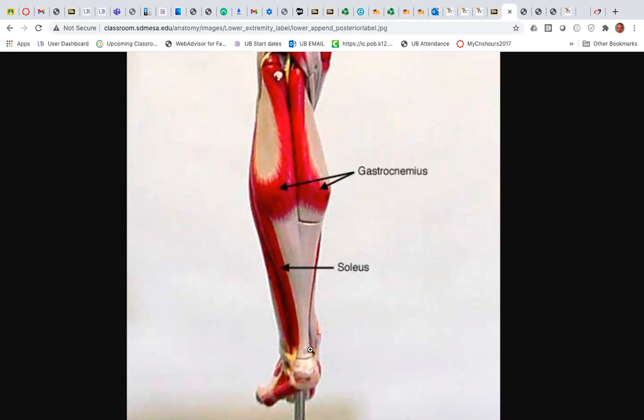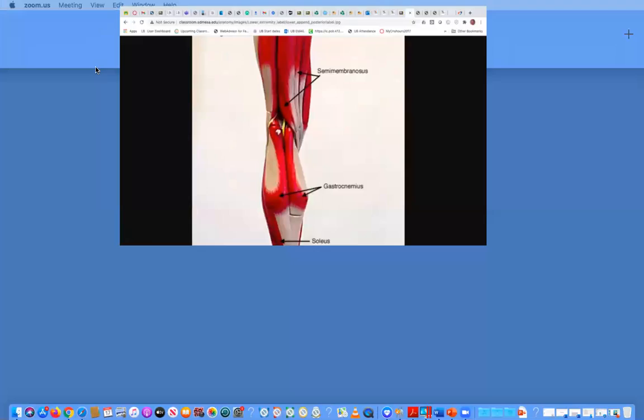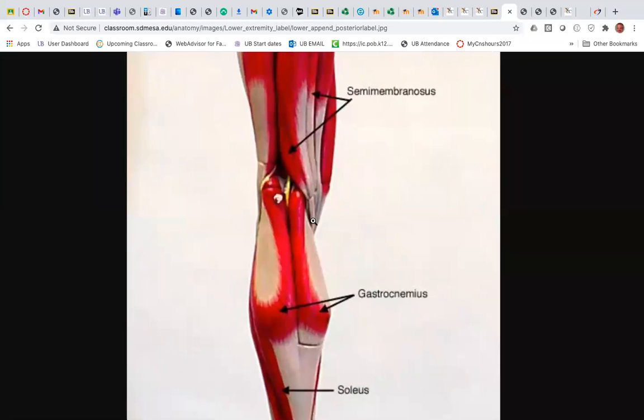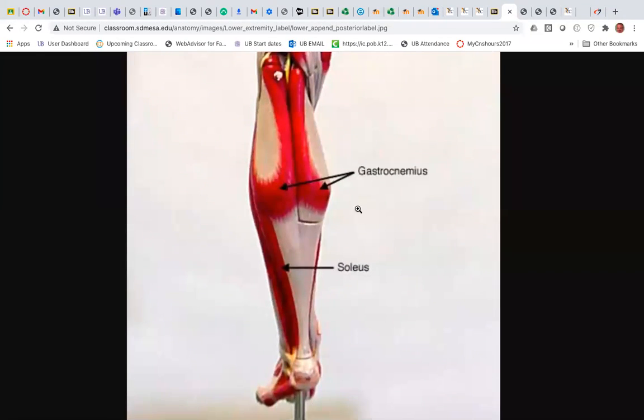This is the Achilles tendon. So the gastrocnemius and the soleus attach to the calcaneus by way of this tendon right here called the Achilles tendon. Okay, let's see what else we have here.